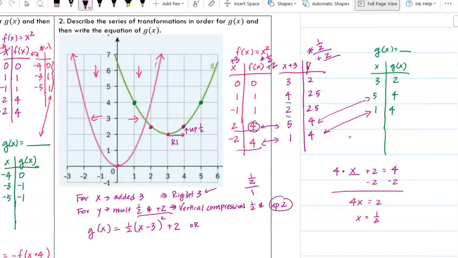Or if you want to write it the universal way, that would be g of x is made up of first multiplying the y by half and taking the function, adding 3 to the x's, and then adding 2 to the y's. And there you go.